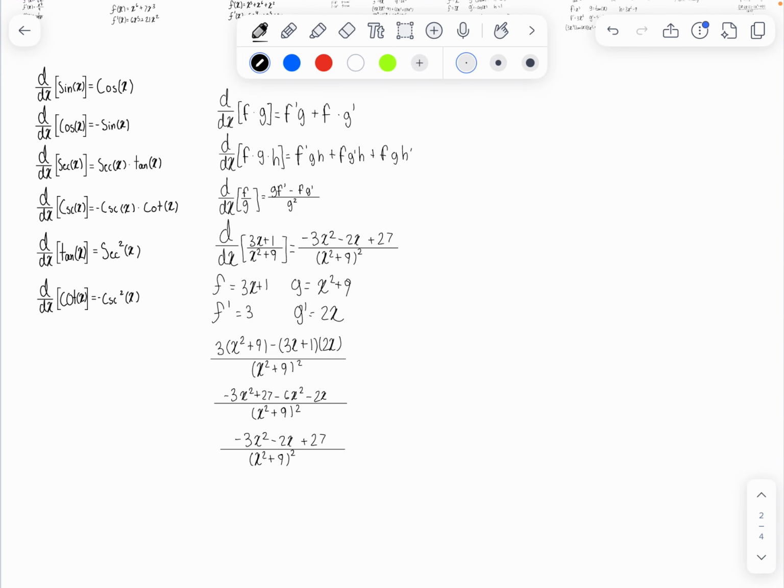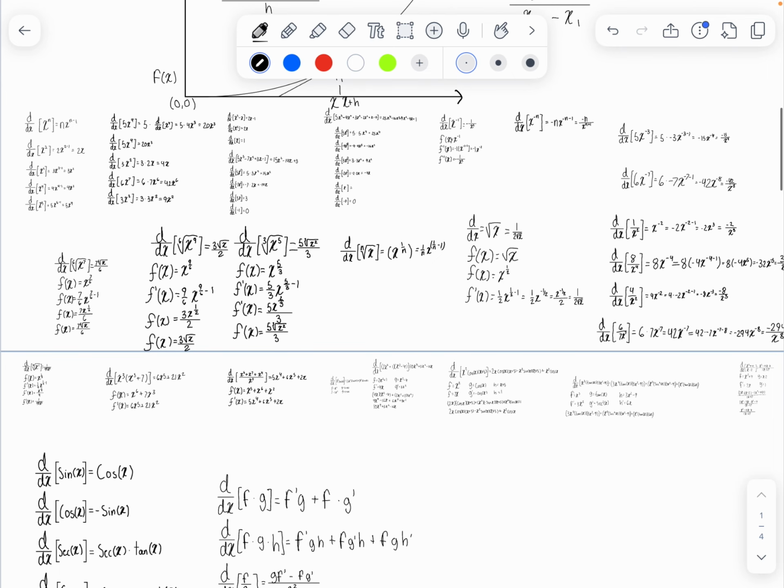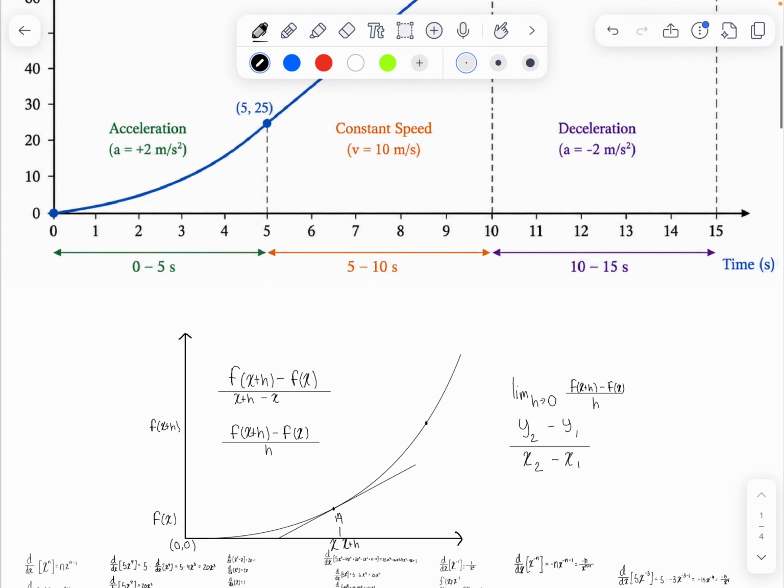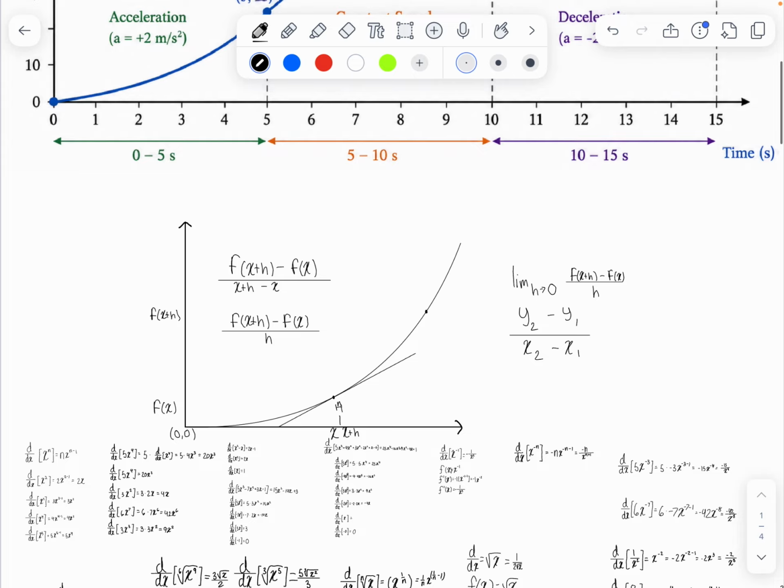So yeah, as you can see, we did a lot of questions. We learned the power rule, how to do derivatives of rational functions, derivatives of roots, derivatives of trigonometric functions, derivatives of functions multiplying together. So overall we did a lot with the power rule, and we learned how to use a derivative and how you derive the derivative formula.